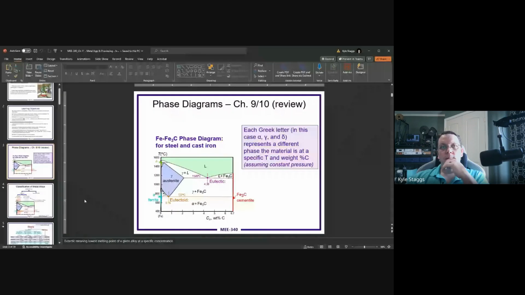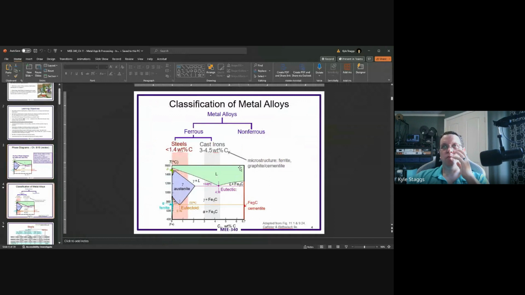Yeah, so this is kind of some 910 review material. Let's do this. Kind of broadly, the phase diagram has a few different regions.